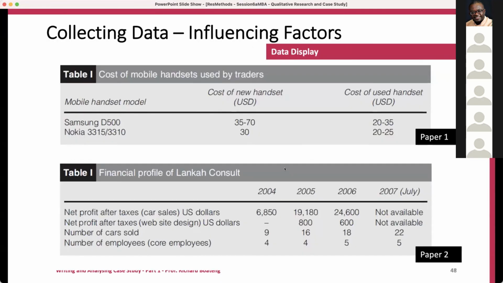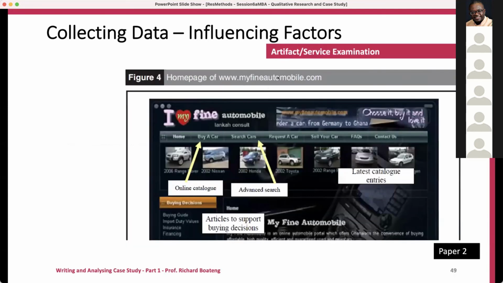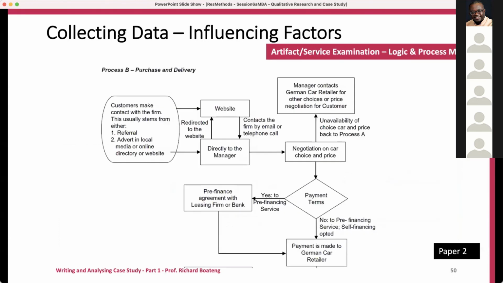Okay, so let's look. So this is data display. You can capture some of the data from the archives of the company or from their documents, like financial profile or the cost of items that they buy, like the phone the person is using, the cost of it, that's a new handset. So they can look at how much money is running in the business, especially since the trader bought the phone himself. And then artifact examination or service examination can capture an image from the website and describe what is going on in the website and how the website helps the company. The same thing I mentioned there, capturing a diagram, a picture diagram, and then mapping it out.